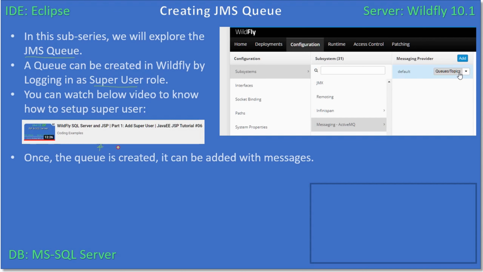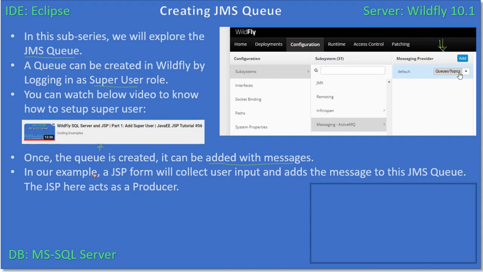Once the queue is created, it can be added with messages. So here we are talking about JMS queue, producer, consumer, all this stuff, right? So first we need to create the queue. That's what we are going to do using this administration console, administration web UI.